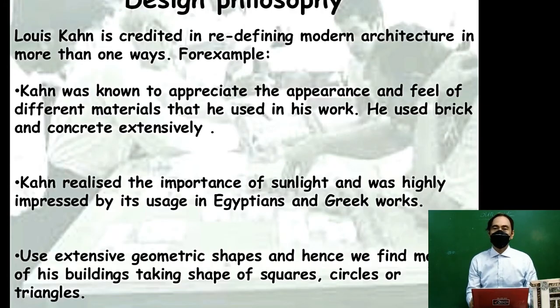Design philosophy. Louis Kahn is credited with redefining modern architecture in more than one way. For example, Kahn was known to appreciate the appearance and feel of different materials that he used in his work. He used brick and concrete extensively. Kahn realized the importance of sunlight and was highly impressed by its usage in Egyptian and Greek works. He used extensive geometric shapes, and hence we find many of his buildings taking the shape of squares, circles and triangles.